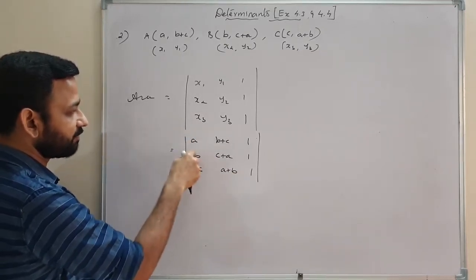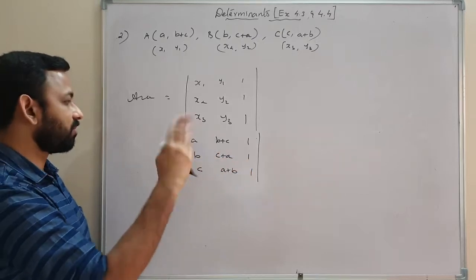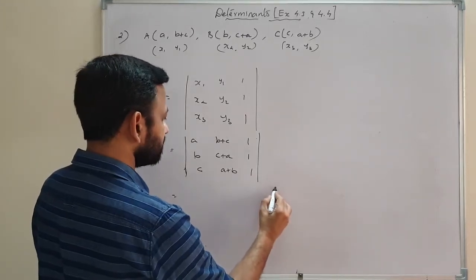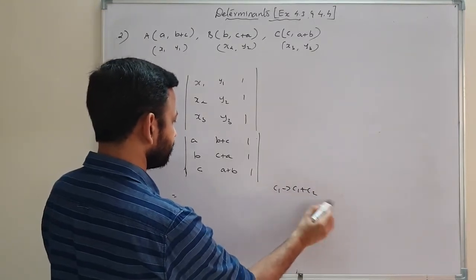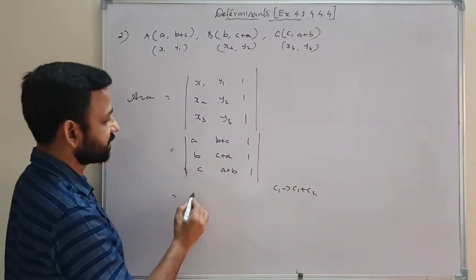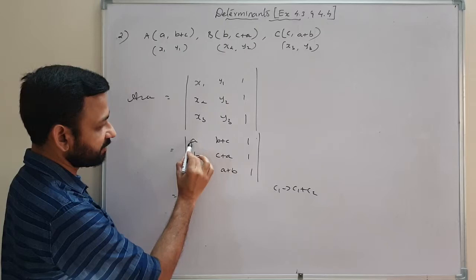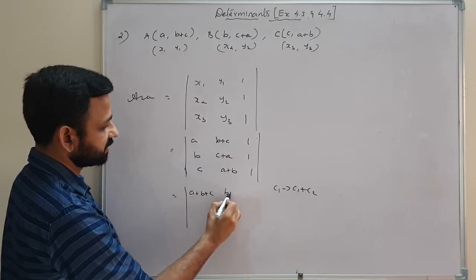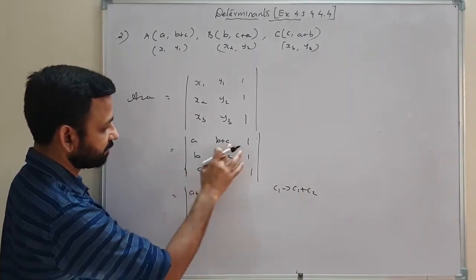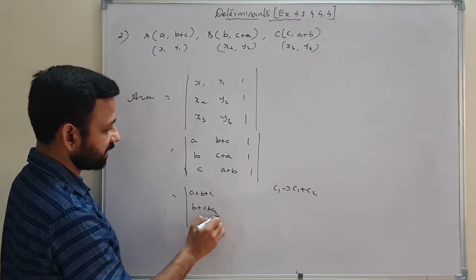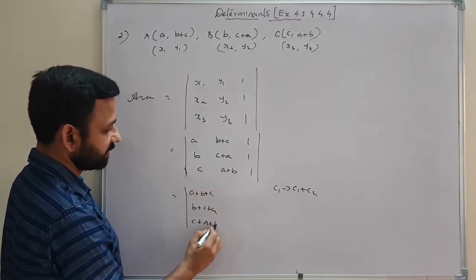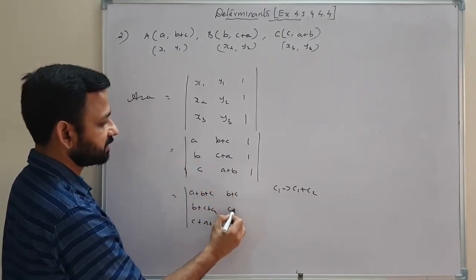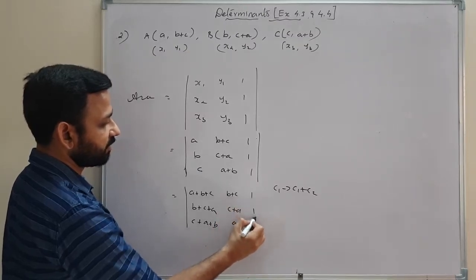We can take it outside. Then 1, 1, 1 in the column, and the other column is 1, 1, 1. Two columns are identical, so the value of the determinant will be 0. So we can use this operation, C1 goes to C1 plus C2. When we use that operation, the first column becomes a plus b plus c, a plus b plus c, a plus b plus c, and the second column is the same, b, c plus a, c plus a plus b, then the third column is 1, 1, 1.